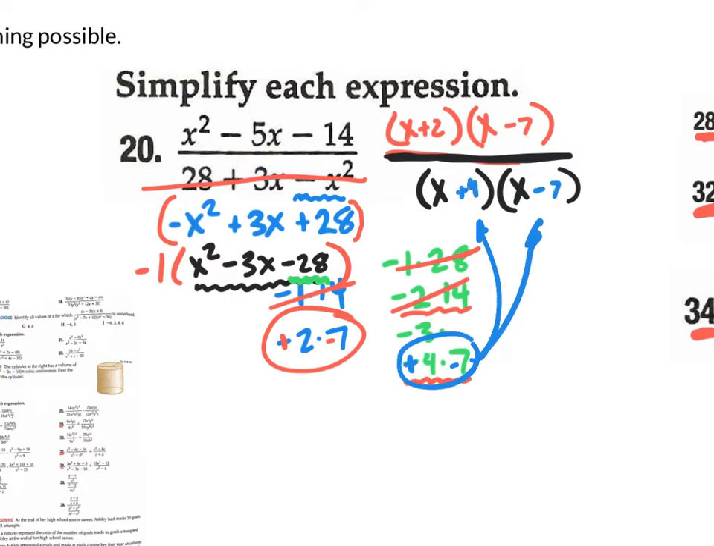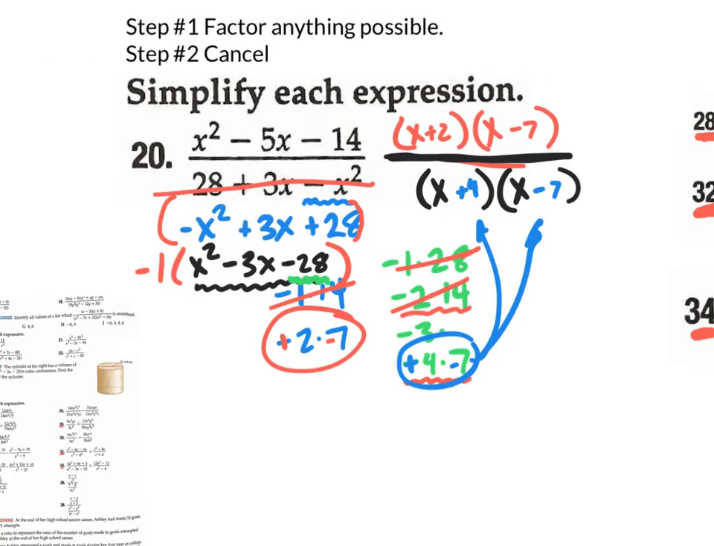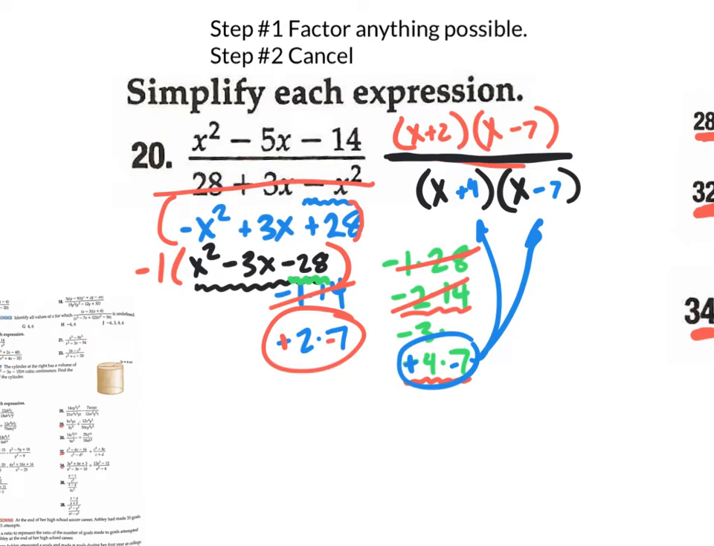And again, what have we done so far? We have factored everything possible, and now let's cancel. Step 2, cancel. So do we have any identical terms in the numerator and in the denominator? Well, we have an x plus 2 up here, the binomial x plus 2, but there's no x plus 2's down here, so we can't cancel that.